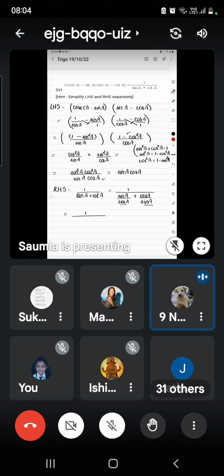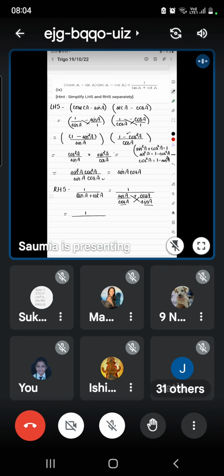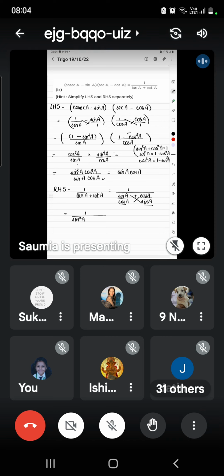No, we'll cross multiply. So I'll have sin A into sin A as sin square A, cos A into cos A as cos square A, upon the denominator as sin A into cos A. Now, what will this sin square A plus cos square A become? 1. When I use the identity, sin square A plus cos square A will become 1.